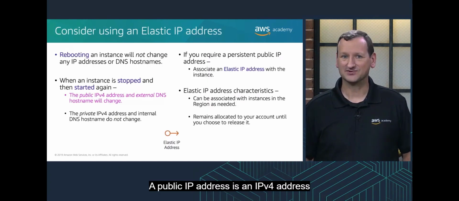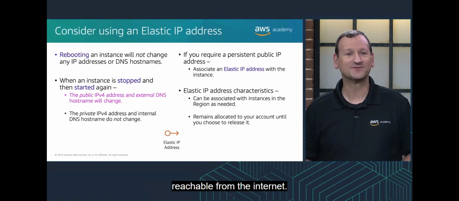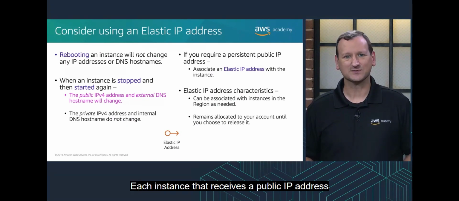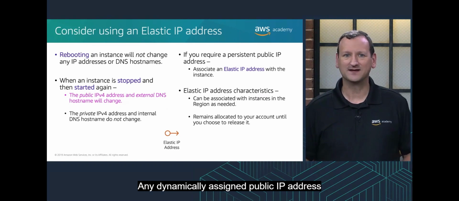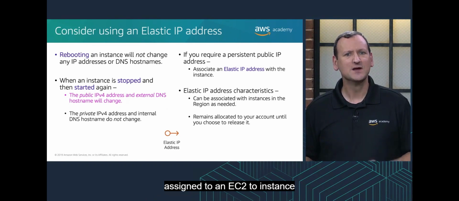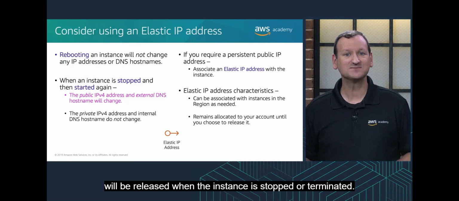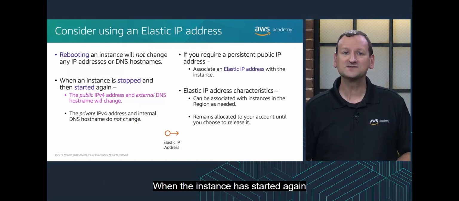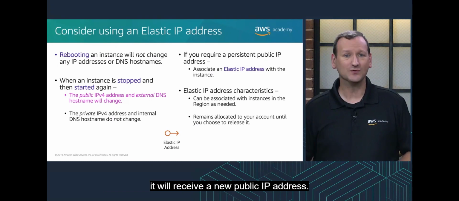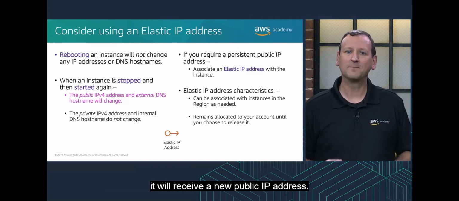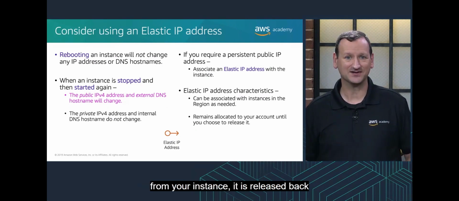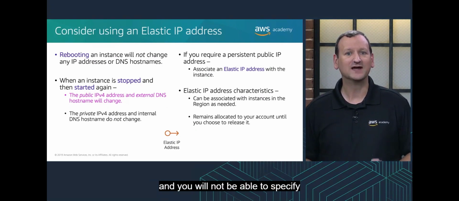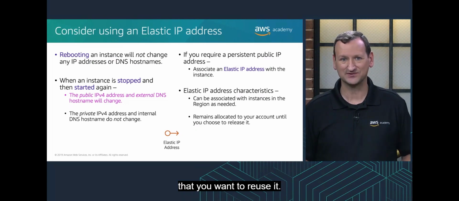A public IP address is an IPv4 address reachable from the internet. Each instance that receives a public IP address is also given an external DNS host name. Any dynamically assigned public IP address assigned to an EC2 instance will be released when the instance is stopped or terminated. When the instance is started again, it will receive a new public IP address. When a public IP address is disassociated from your instance, it is released back into the public IPv4 address pool, and you will not be able to specify that you want to reuse it.